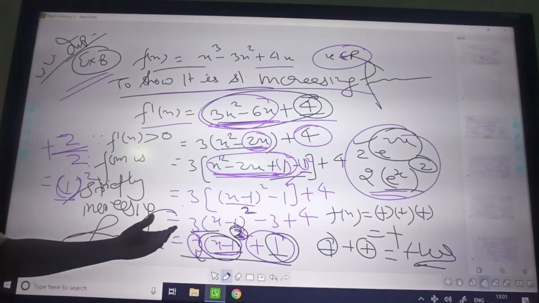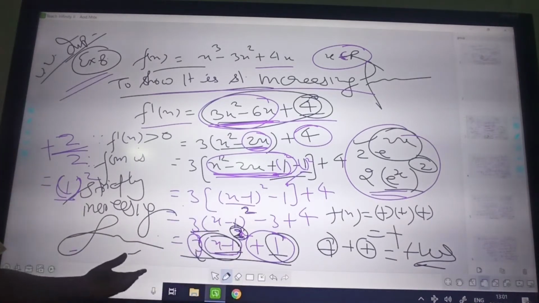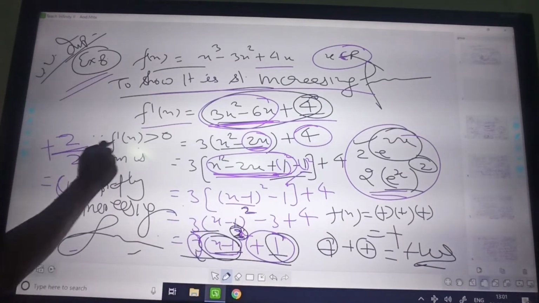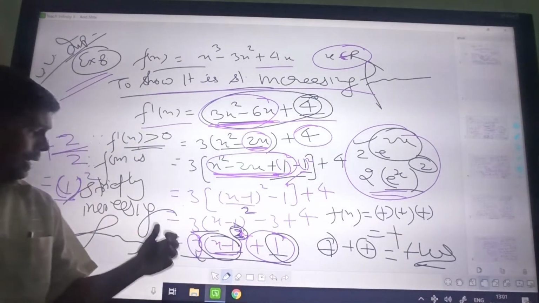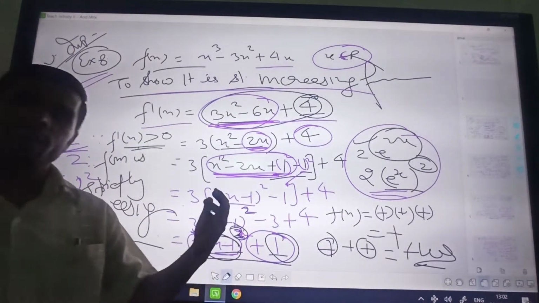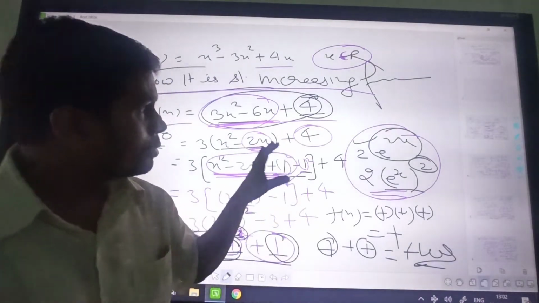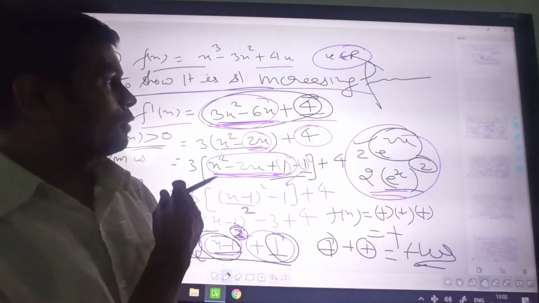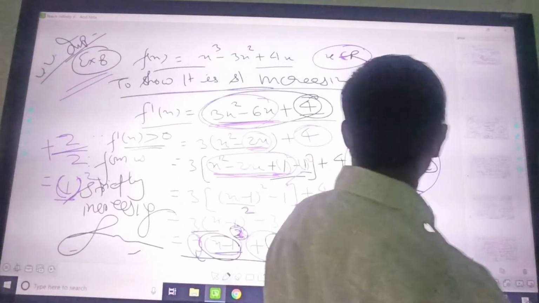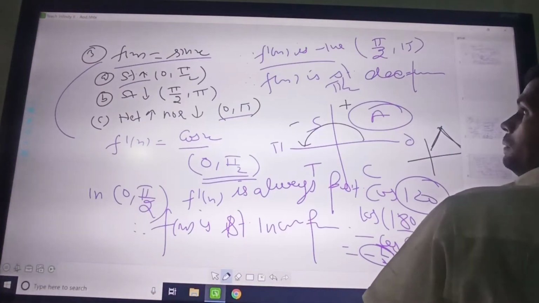So now we can say that f dash x is greater than 0. Since f dash x is greater than 0, that means the function is a strictly increasing function. You should practice this question, because it is a very important question and you may find this question in the examination paper also. So we are moving to the next slide.